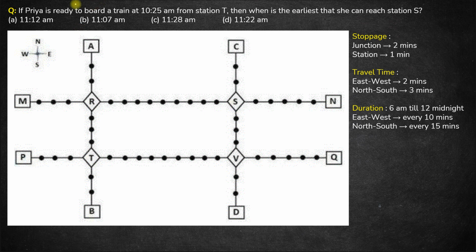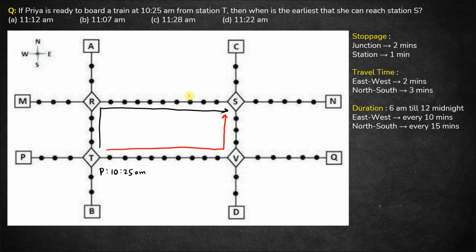In this question, it is given that Priya is ready to board a train at 10:25 a.m. from station T. Okay, so sorry. Priya reaches station T at 10:25 a.m. and we have to figure out the earliest that she can reach station S. So she has to reach S. To go from T to S, either Priya can take this route TRS or Priya can take this route TVS. Okay. So let's first consider the TRS route.